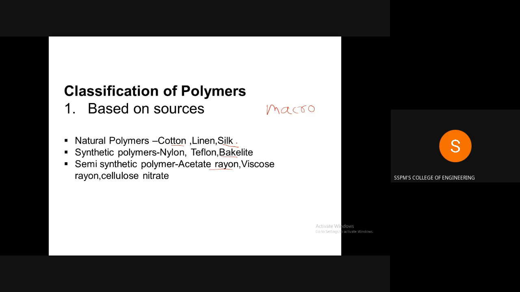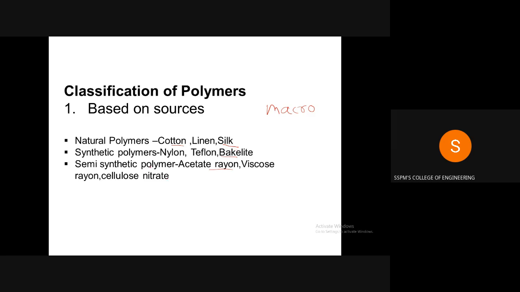Then synthetic polymer. Synthetic polymers means these polymers are completely synthesized in the laboratory. So they are synthesized in the laboratory, therefore we call this a synthetic polymer. Chemically we manufacture it, so chemical modifications of monomers convert them into the synthetic polymer. Nylon, teflon and bakelite. Bakelite is a network polymer. There is also a classification according to structure, they can classify it in a different way. So this is based on sources.